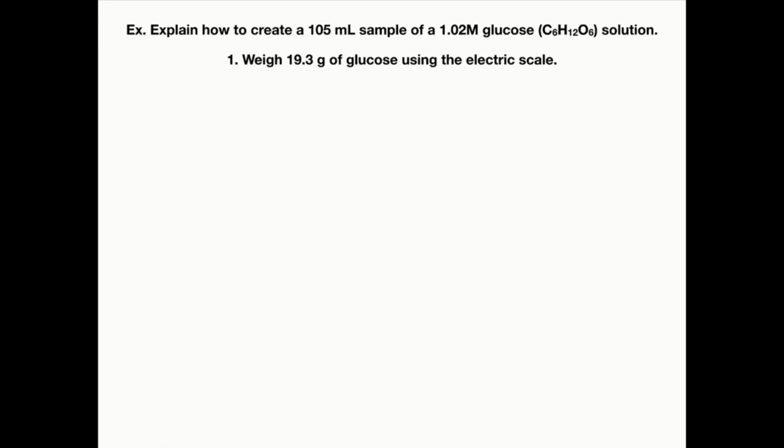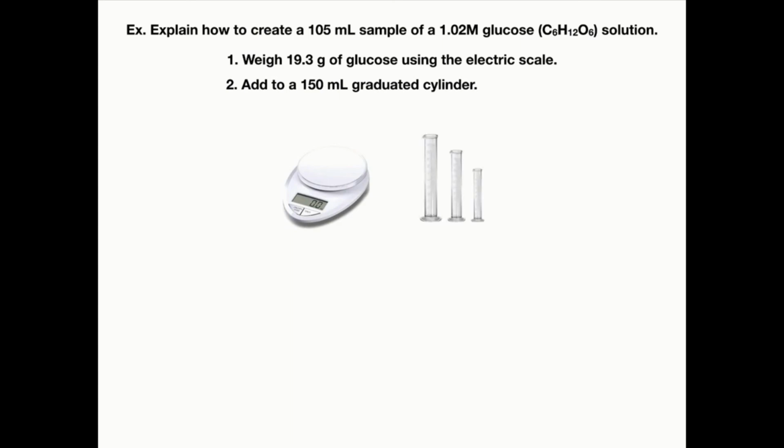So after weighing it using the electric scale, I would then add my solid to the 150 mL graduated cylinder. Once I've added the solid to the 150 mL graduated cylinder, I would add enough water to get a final volume of 105 mL. Okay, so that's how you create a solution from a solid.